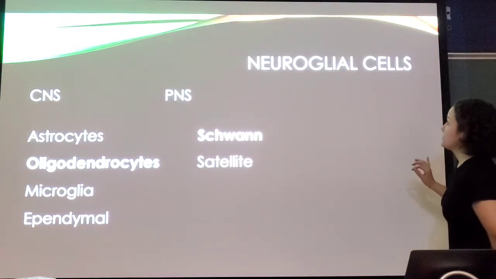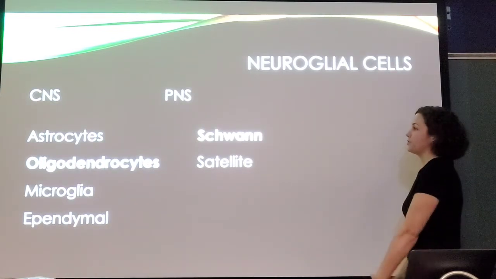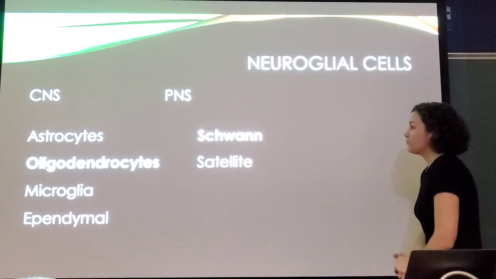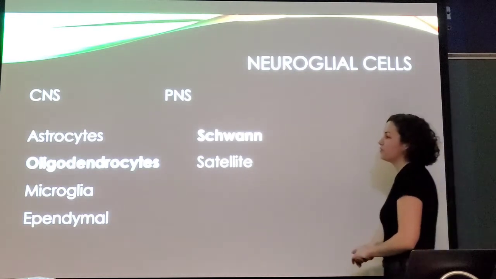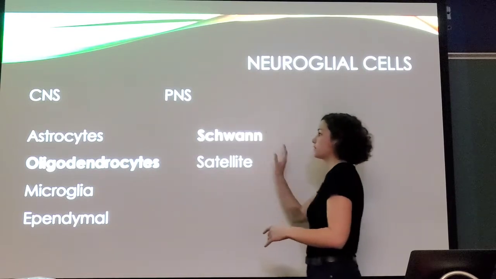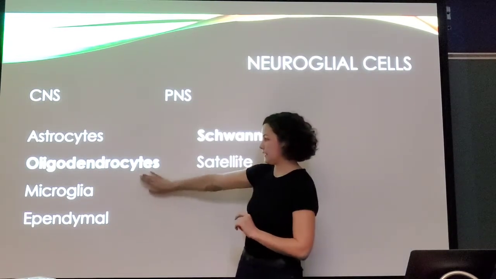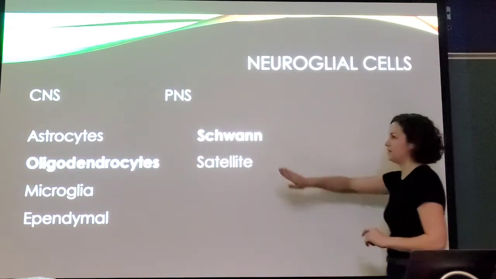So diving a little bit deeper into the neuroglial cells, those support cells of the neurons, let's go over some functions, okay? So we know the 6 neuroglial cells, we know the specific 4 in the CNS and the specific 2 in the PNS. Let's go over the functions of oligodendrocytes and Schwann cells, okay?